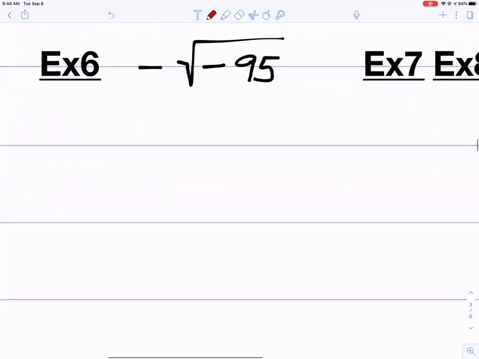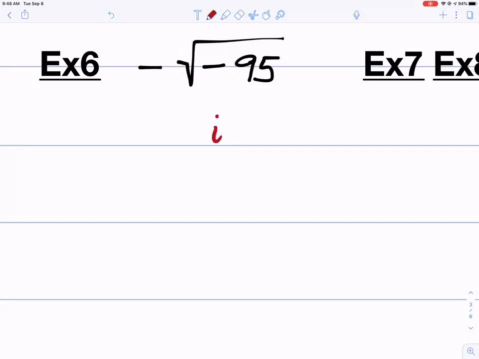All right, so let's look at number 6. Okay, what's rule number 1? Deal with the square root of a negative. Negative i. So just the square root of the negative piece, just this piece right here. What is the square root of a negative?